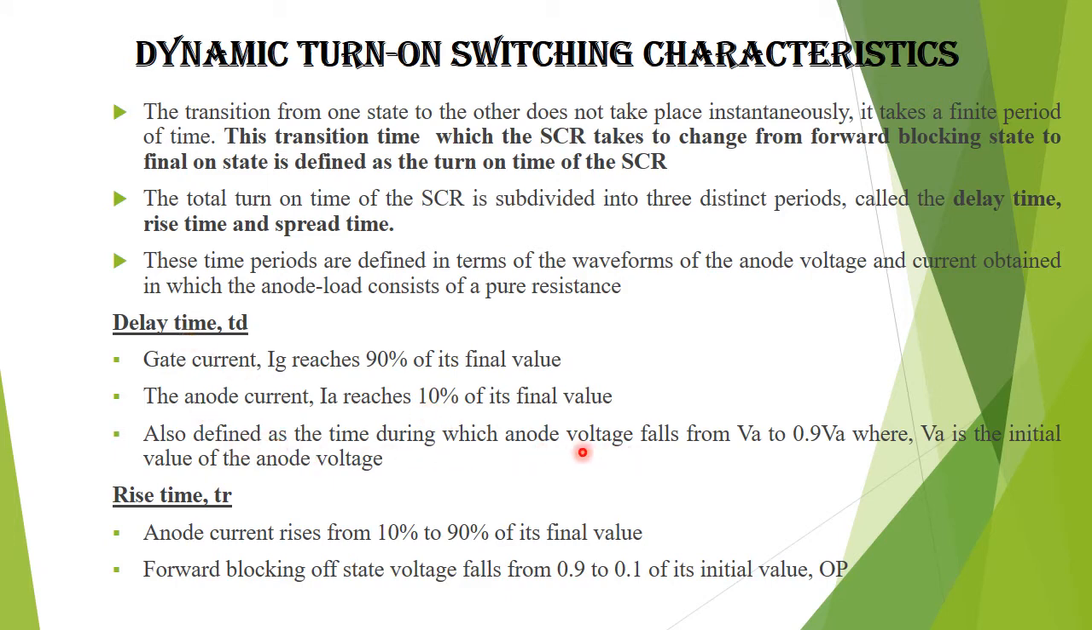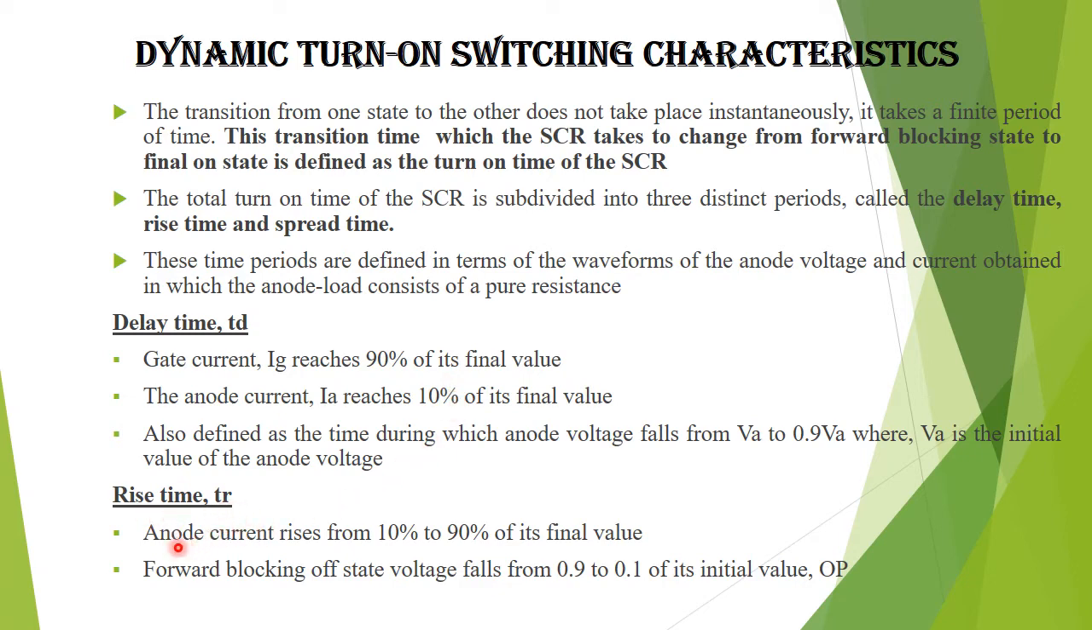At the same time, it can also be defined in terms of the anode voltage. Once the SCR starts conducting, the current will increase enormously, whereas the voltage will fall. So the anode voltage will fall from VA to 0.9 VA, that is 90% of its initial value. It can also be defined in terms of gate current. During this delay time TD, the gate current reaches 90% of its final value.